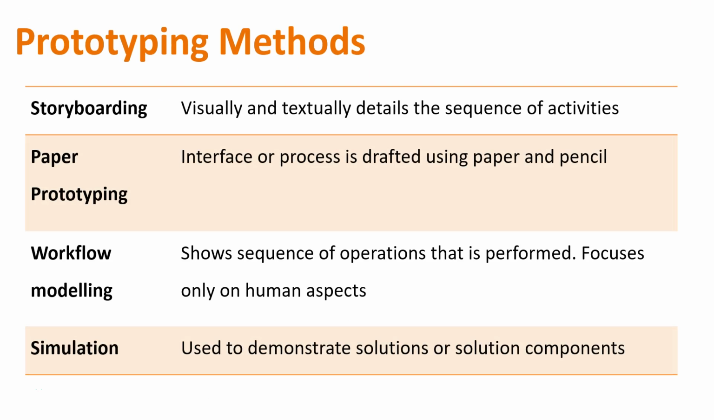So prototyping methods. I might use paper. I might use a storyboard. In a storyboard, I'm showing the sequence of activities, almost like what you see people doing when they're building out films, but from the perspective of a user using a system. I might draw it on paper and pencil. When I do workflow modeling, a process model is a prototype. I'm prototyping the new workflow.